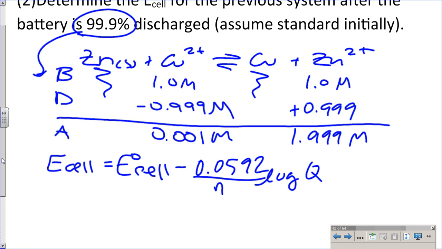Okay. So before we move on, let's define these variables. This we would if we weren't given it to us. But how would we get E cell?